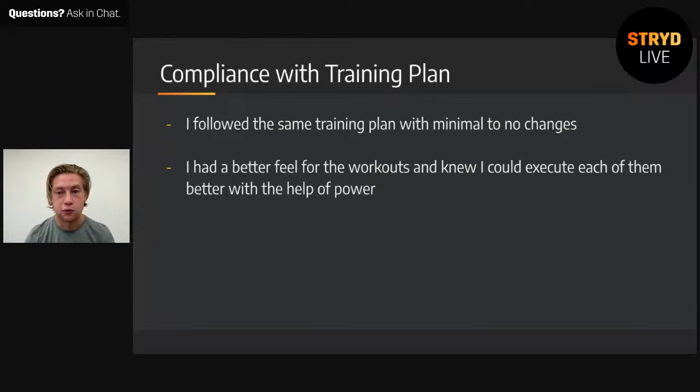You're executing those workouts with more precision. Maybe extending a workout slightly when I felt like I needed to, or just making a small change based on the data and my personal feel. So I was able to comply even better with the training plan this time around versus last time around. And power definitely helped me a lot in that because I had the data to make those decisions with confidence when I would make small tweaks to my plan.